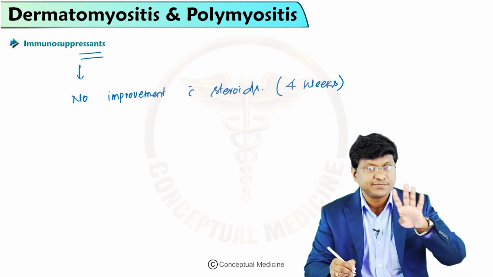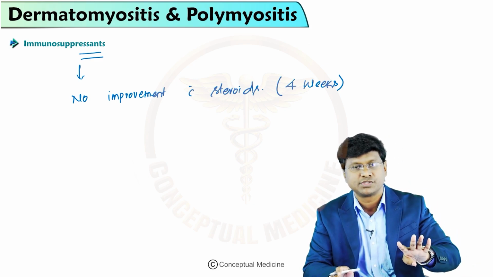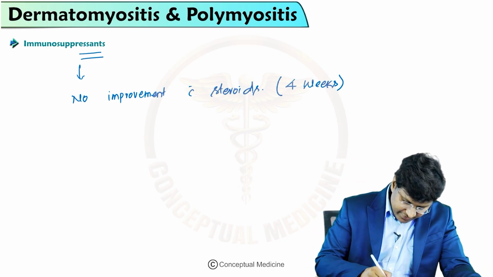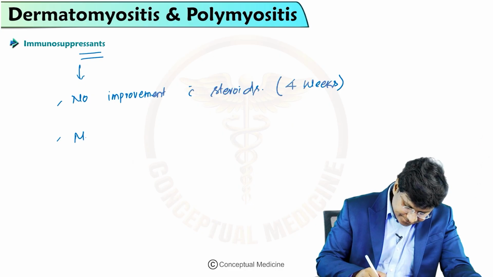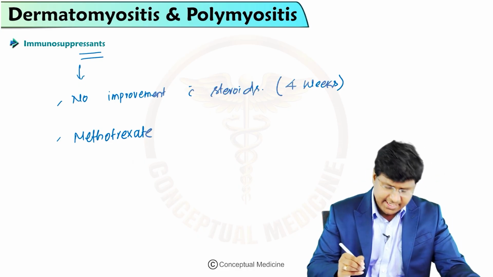You have given steroids for nearly around 4 weeks. Up to 4 weeks you have given, but still there is no response. That is the point when you need to give this immunosuppressive therapy. And what will be that alternative agent? This alternative agent is methotrexate, right?